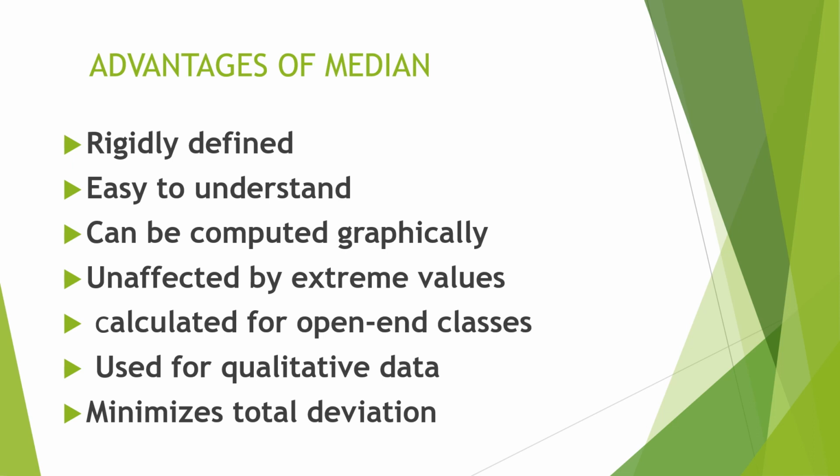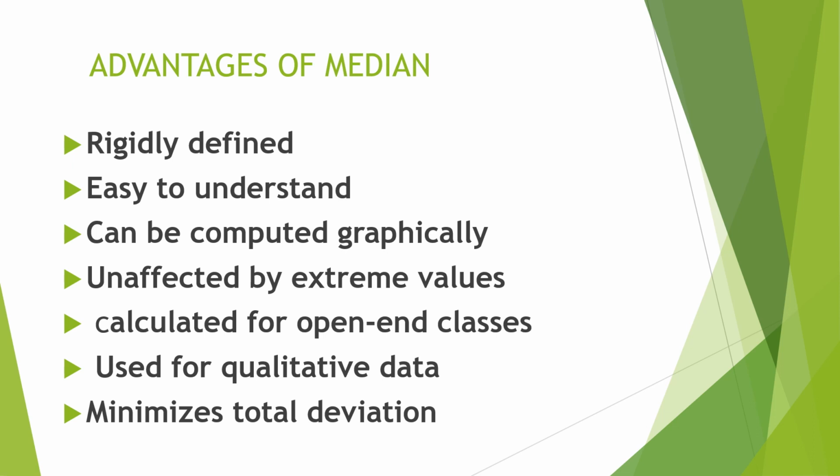It is used for qualitative data. We can use the median to study the central tendency for qualitative data where characteristics can be arranged in ascending or descending order. On the other hand, the arithmetic mean cannot be used when studying qualities such as beauty, intelligence, etc. So this is the advantage of median.